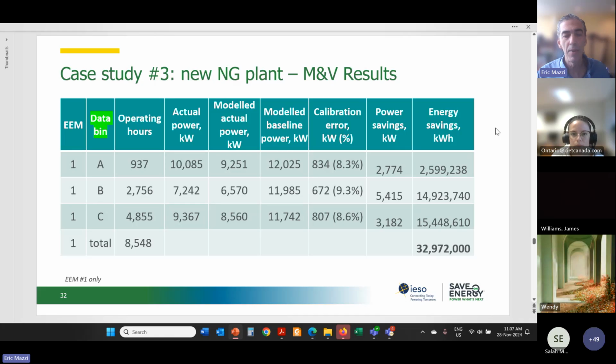So that's what we mean by a bin analysis. You put the data into bins, you model each bin, you compare it to actual power, you calibrate it until you get close enough, then you model your baseline, and then you get your savings bin by bin, and you sum them up and you get the savings for that measure. So any questions on that?